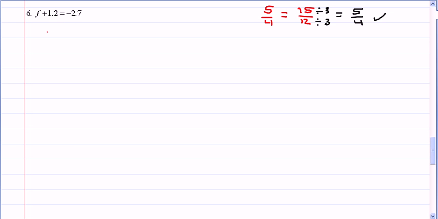For number 6, f plus 1.2 equals negative 2.7. So with decimals, the problem doesn't change with the steps. I want to still isolate f, and I subtract 1.2 from both sides.